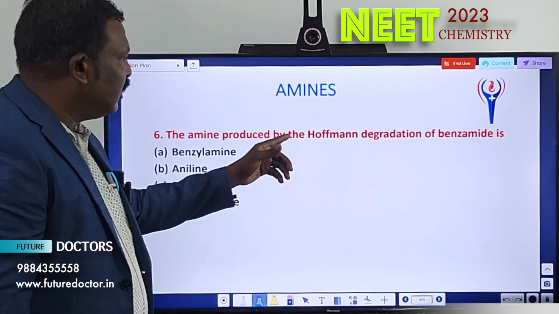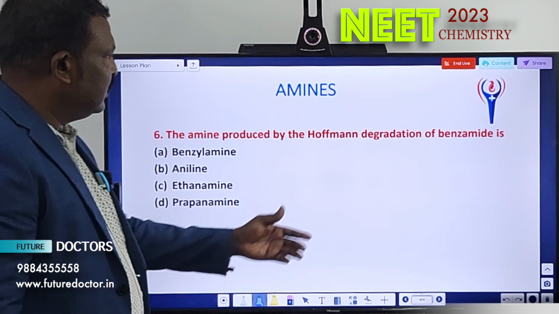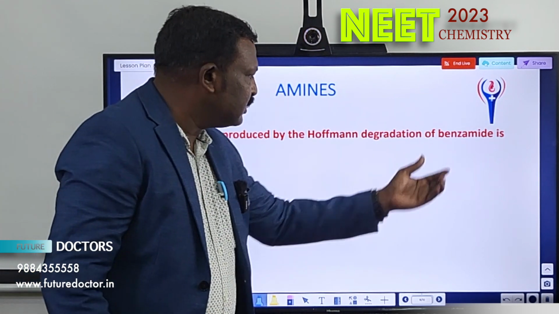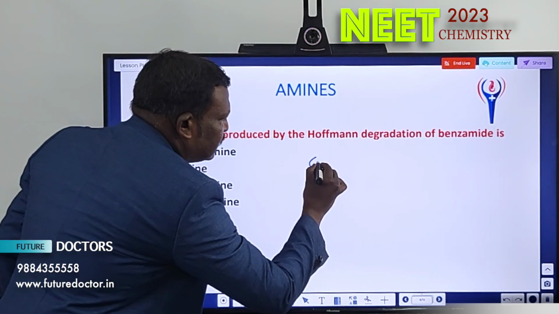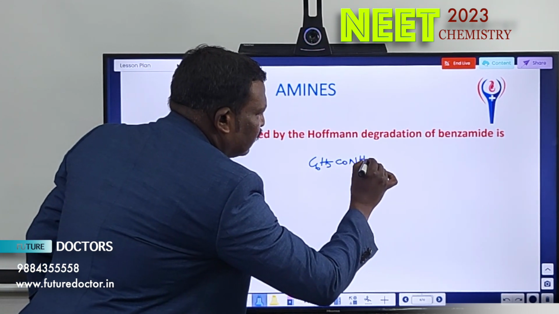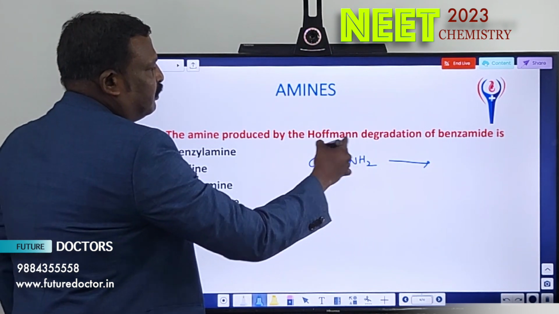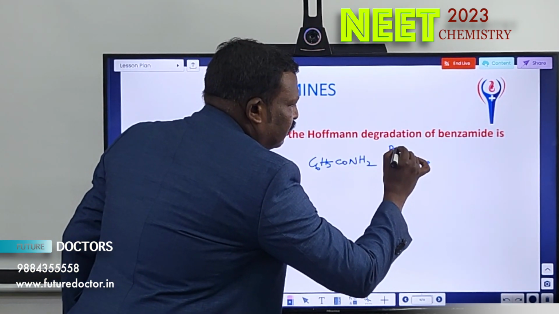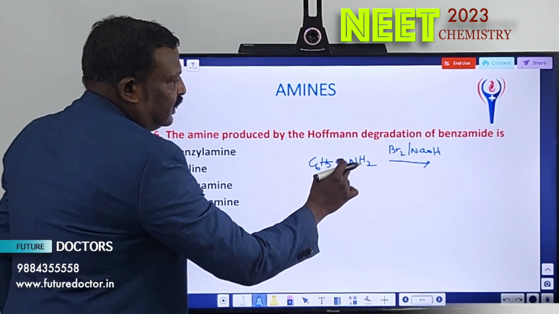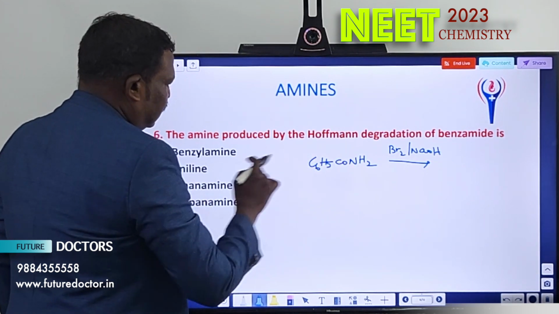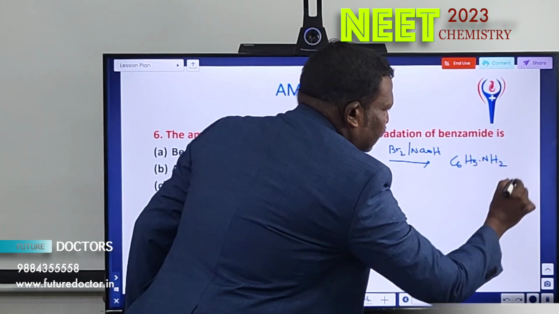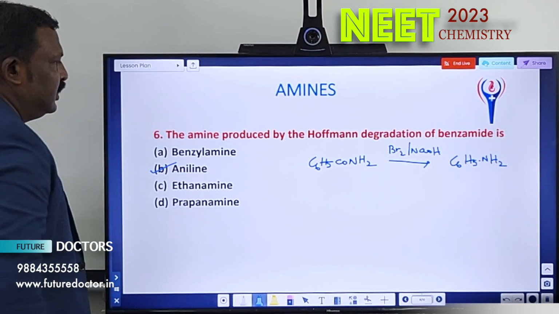The amine produced by Hoffmann degradation of benzamide. Any amide that undergoes degradation gives amines. Benzamide, just now we studied, no? What's the formula? C6H5CONH2. Then it undergoes the Hoffmann degradation reaction with Br2 and NaOH, called Hoffmann bromamide. CO will be removed. The same product, aniline, C6H5NH2, same reaction. Nothing but aniline. So option B is the correct one.